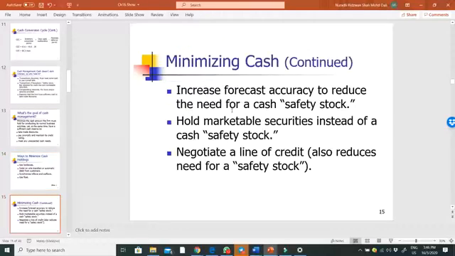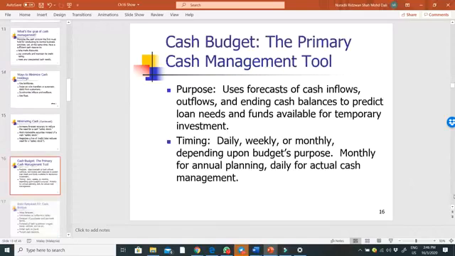Okay, use float. And then increase forecast accuracy to reduce the need for cash safety stock. Hold marketable securities instead of cash safety stock, and negotiate line of credit. Also reduce need for a safety stock. Line of credit is actually something you get from your supplier.